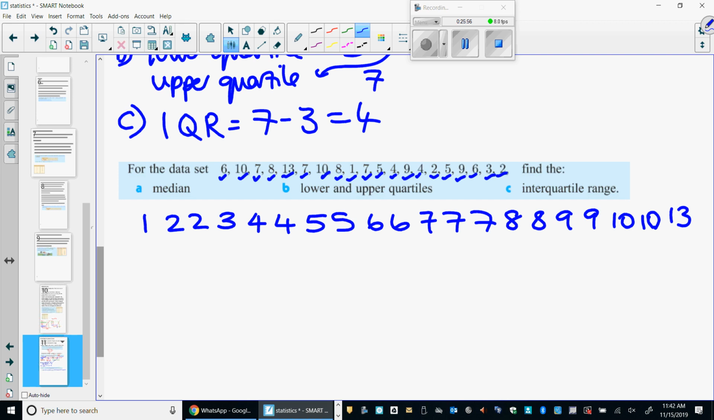Okay, our check here is to make sure we've got the right number. 1, 2, 3, 4, 5, 6, 7, 8, 9, 10, 18, 19, 20 pieces of data. I'm going to pause it just while everyone catches up.